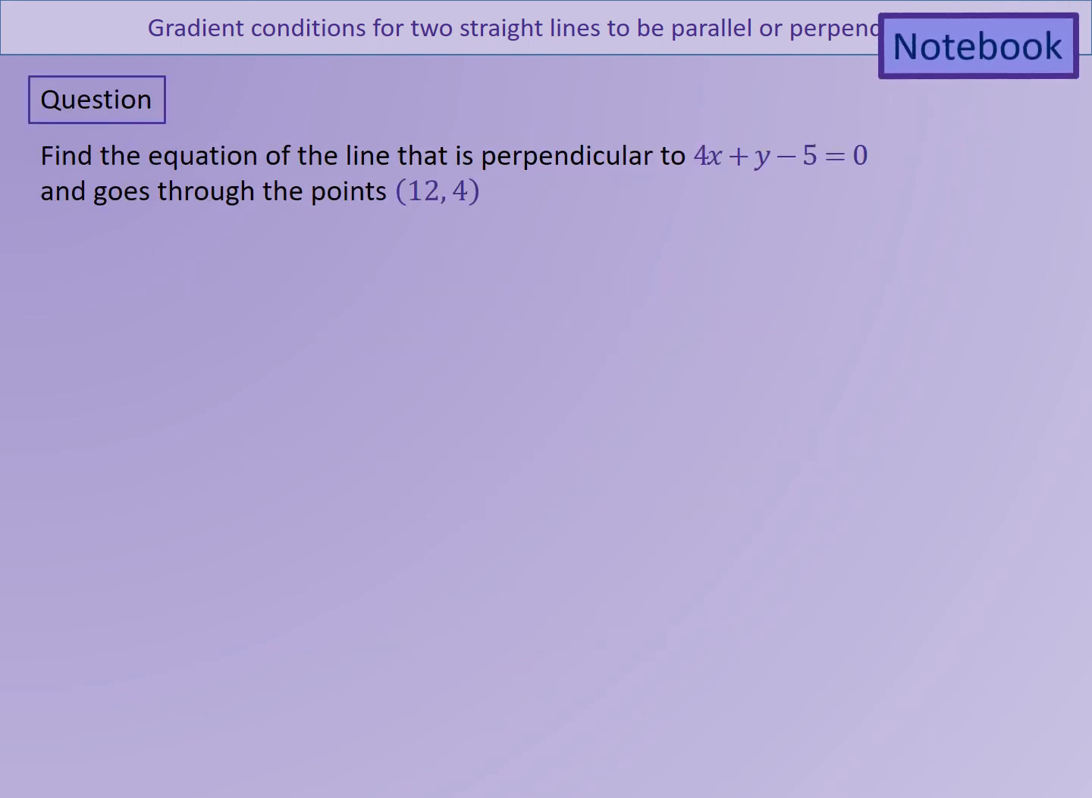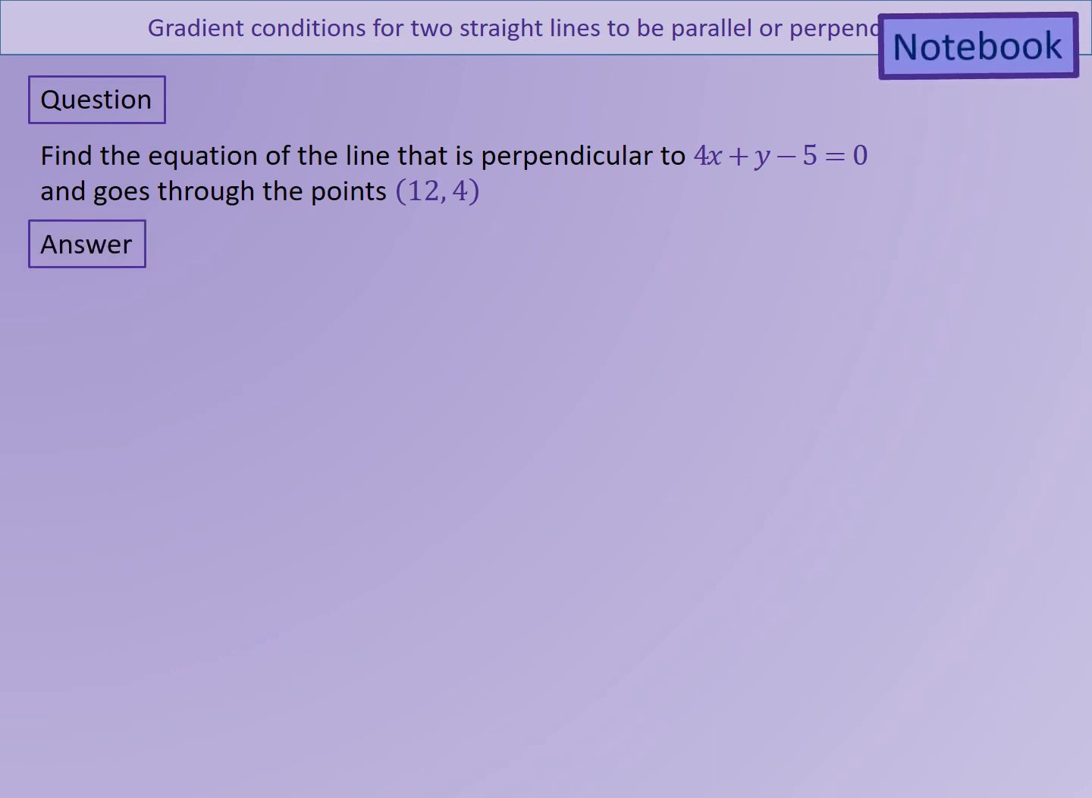Okay, good, nearly there. We'll have a look at one question, which again can be written down in your notebooks. We have a straight line. You'll notice what form it's been written in. This is the ax plus by plus c equals 0 form, and we're told that it goes through the point (12, 4), and we need to find the equation of a line that is perpendicular to it.